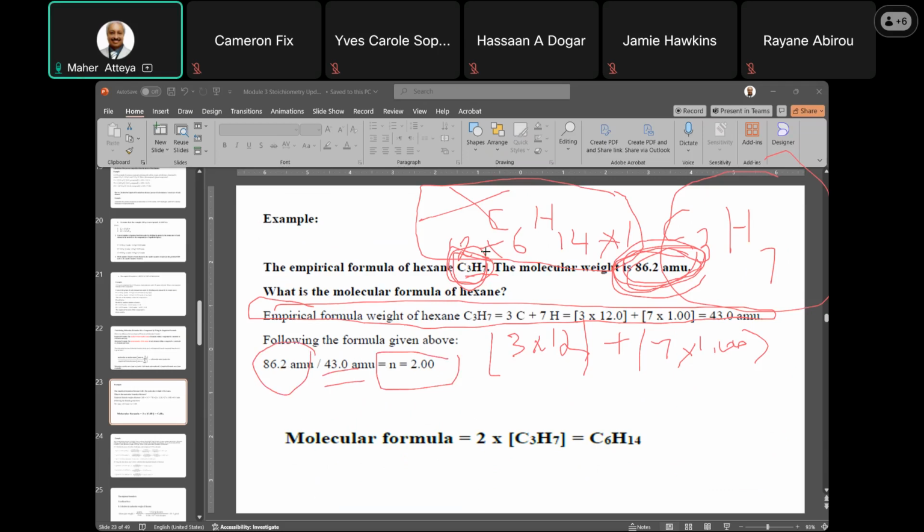And the empirical formula mass is calculated from the empirical formula ratio, the reduced ratio. Then you get 2. Now 2 multiplied by C3H7, and the actual true ratio is C6H14. That's what we have there. We know the answer, but we have to verify it. Okay, guys? Any question you have? If there's no question, I will go forward and clear this.